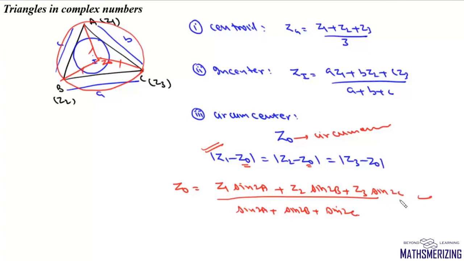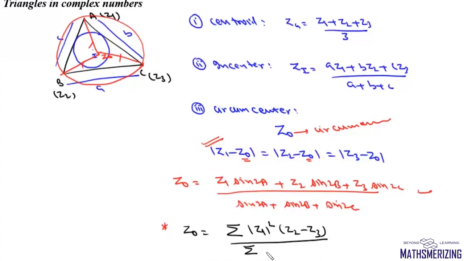Another formula for circumcenter is in terms of this cyclic summation, which we can write as Z0 equals this cyclic summation of mod of Z1 square into (Z2 minus Z3) upon this cyclic summation of Z1 bar into (Z2 minus Z3).